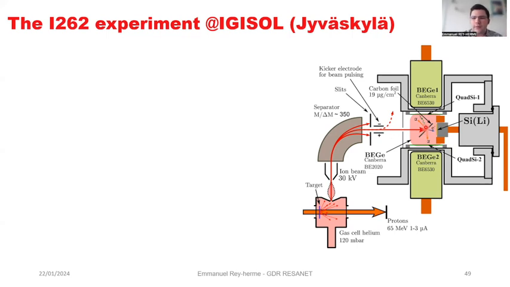And around this carbon foil, we had silicon detectors here to measure the alpha particle. And one of them, the silicon lithium detector, had also good enough performances to measure the conversion electrons at the same time. And we also had germanium detectors around the setup to measure the gamma rays in coincidence.